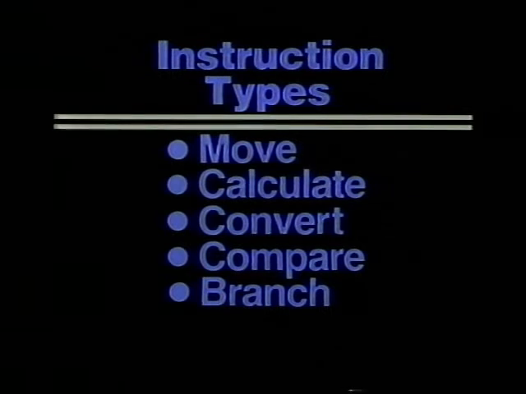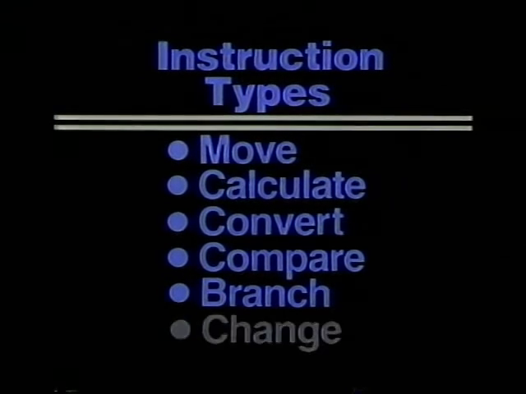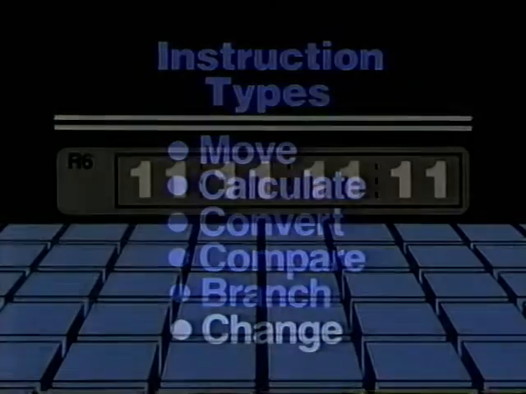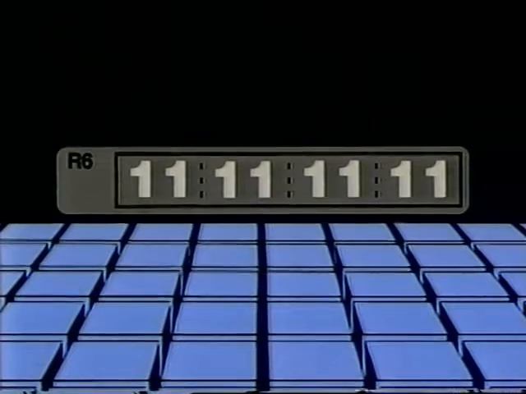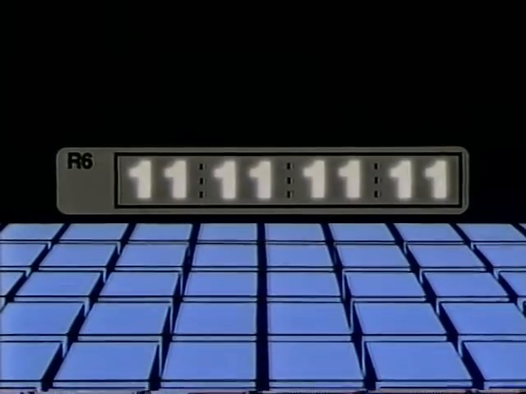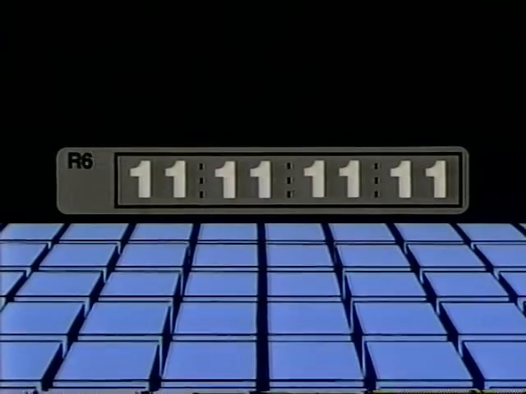There's one more type of instruction we want to look at. This type lets you change or manipulate data fields and register contents at the bit level. Bit level changes are very important in assembler language. Sometimes you'll want to shift the contents of a register. For example, suppose you want to shift the contents of register 6 one bit position to the left.